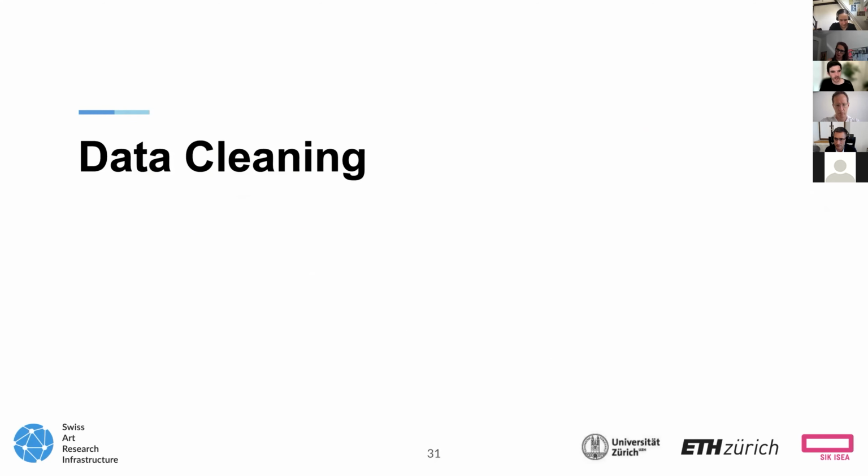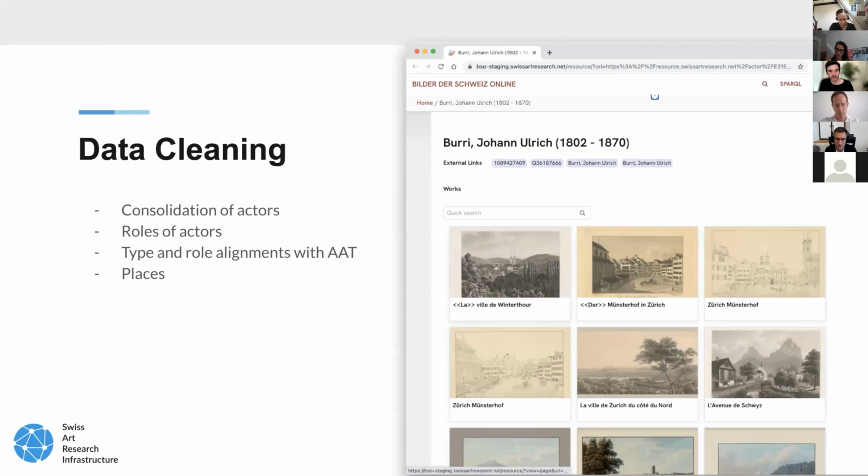Data cleaning, I will not go too much into detail, but where we spent some time is on consolidating actors. Previously we had persons which should have been the same, which were not, so we managed to merge them. We focused on the roles of printing or engraving, and we cleaned that up. We aligned those with AAT, which means we have also harmonized terms for these roles. And we did some cleaning of the places, but this is still an area where we want to focus on to really represent these place hierarchies.